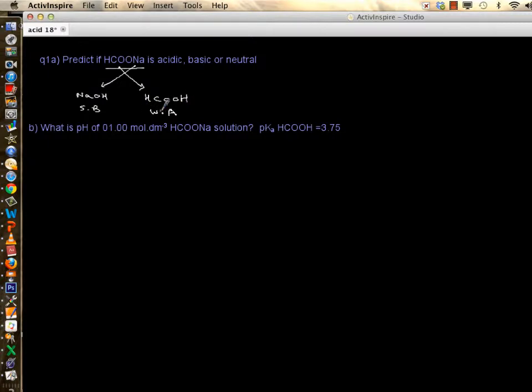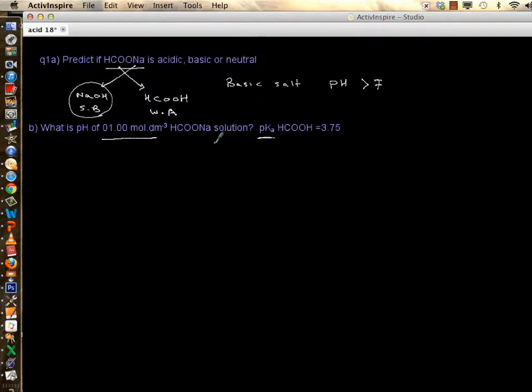All carboxylic acids are weak. Therefore, you have tendency to go after the stronger parent, so this is a basic salt. And its pH should be bigger than 7. Then I follow the question, and this time I give you initial concentration for this salt, and I'm saying what is your pH, and I'm also giving you pKa.